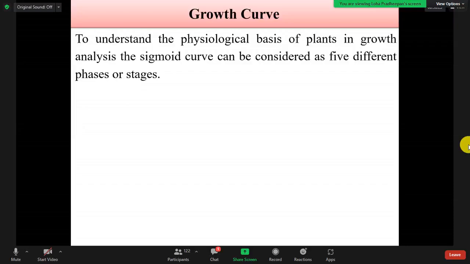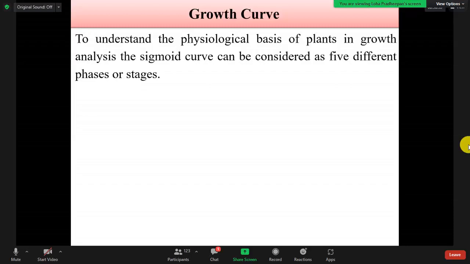And also in plant growth analysis, two basic measurements we will take. Dry weight and leaf area are commonly used. For dry weight, we can keep the plant sample in the oven for 2 days at 80 degrees centigrade. For leaf area, there are two methods mainly available, destructive and non-destructive, to measure the leaf area.